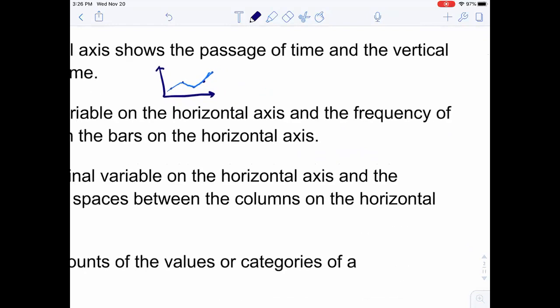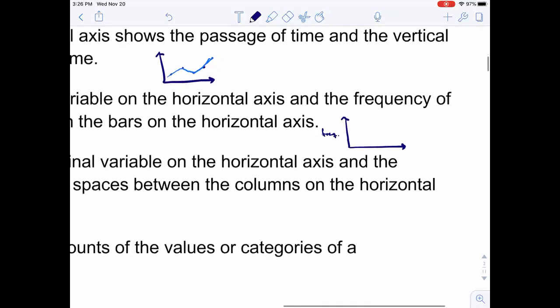As an example, the frequency goes on the y-axis, and let's say male and female, those are our two categories on the x-axis. Maybe it looks something like that. Kind of a wonky bar.